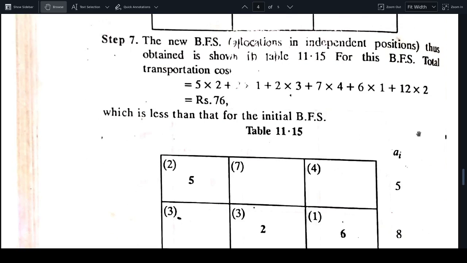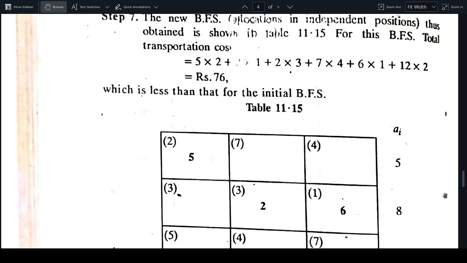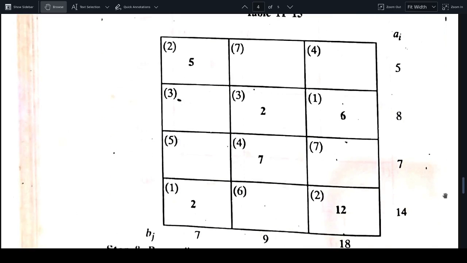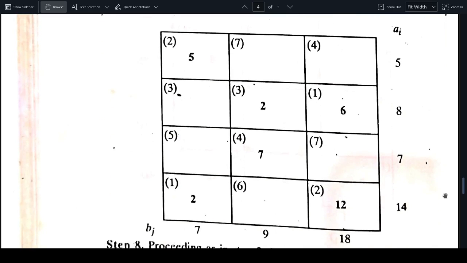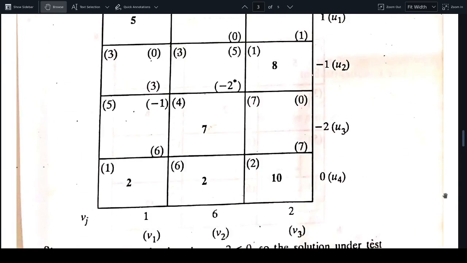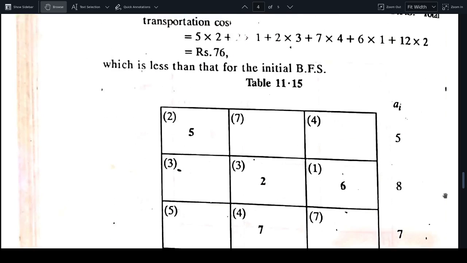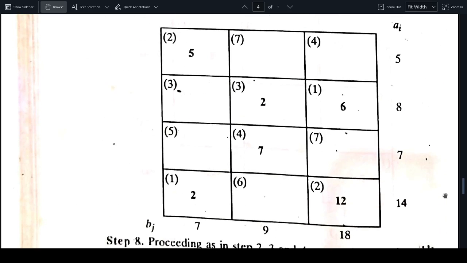So you see new table is table number 11.15. Here ultimately what we get? 2, 5. 2 is the cost, 5 is the allocation. Then just you write the cost first, right? And here allocations also you put the allocation. Vj you will not write in the next table, right?